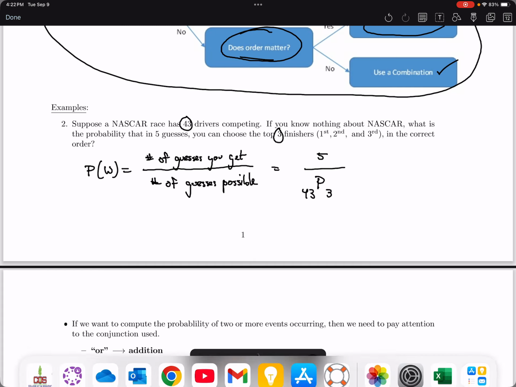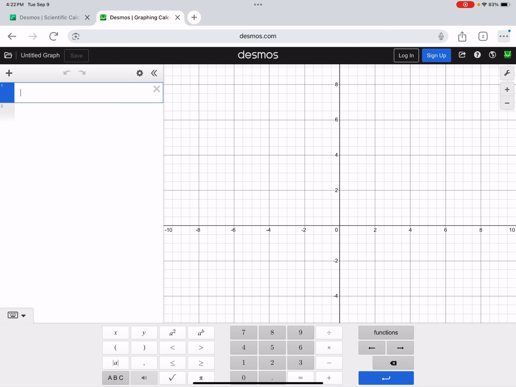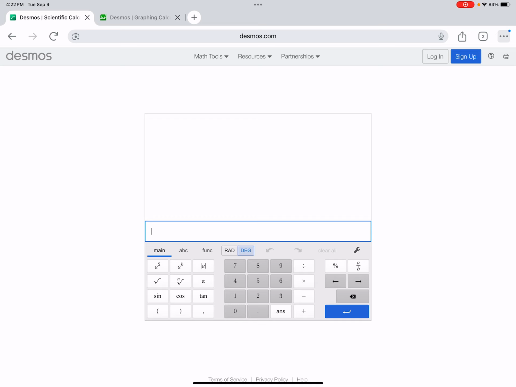In the Desmos scientific calculator, you would just type it in as NPR, and then you would do 43 permute 3. Okay, so that comes out to 74,046. Now, of course, we want the probability, and the probability was going to be 5 out of that number, right? 5 over 43 permute 3. And that's a pretty small number, right? The likelihood you get it right is pretty small, about 6.75 times 10 to the negative 5.